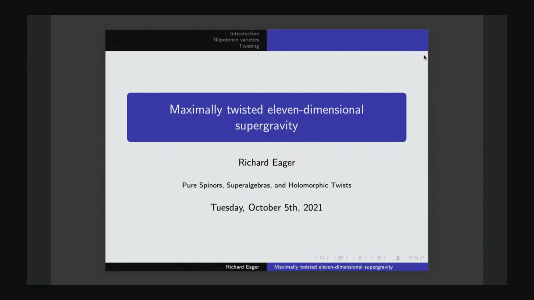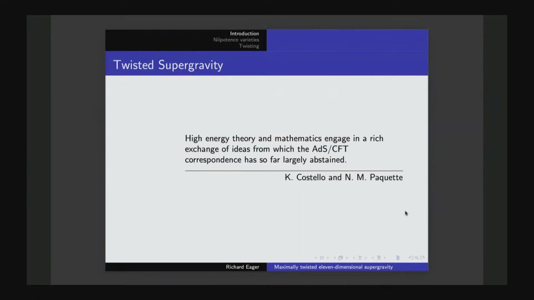So we're very happy to have Richard Eager, who's going to speak about maximally twisted 11-dimensional supergravity. Thank you very much. So I will be talking about maximally twisted 11-dimensional supergravity. And this is based on joint work with Fabian Hahner and work of other people as well for different sections.